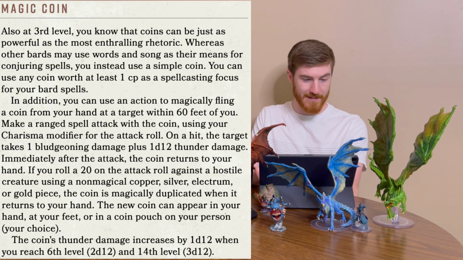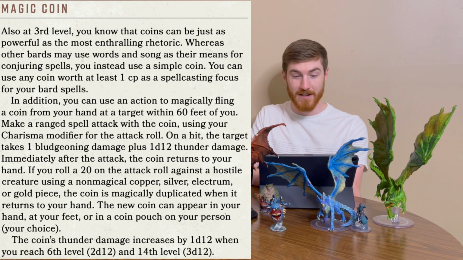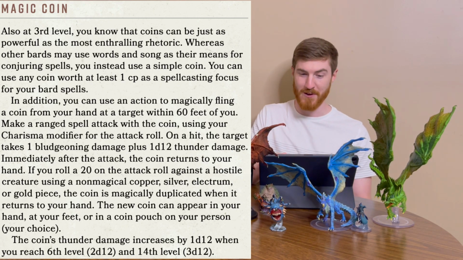If you roll a 20 on the attack roll against a hostile creature using a non-magical copper, silver, electrum, or gold piece, the coin is magically duplicated when it returns to your hand. The new coin can appear in your hand, at your feet, or in a coin pouch on your person. Your choice. The coin's thunder damage increases by 1d12 when you reach 6th level to 2d12, and at 14th level to 3d12. So, yeah, lots of things to talk about with this one as well.